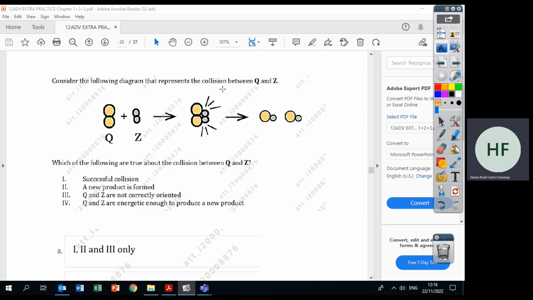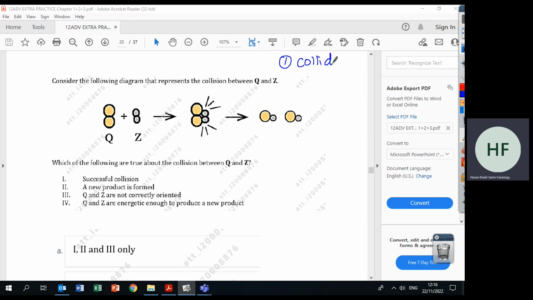Okay, now collisions. Remember, we said according to the collision theory, 3 conditions should be met. First, atoms must collide with enough energy and with correct direction or orientation. Now, the first issue I want you to tell me is: is there a reaction?